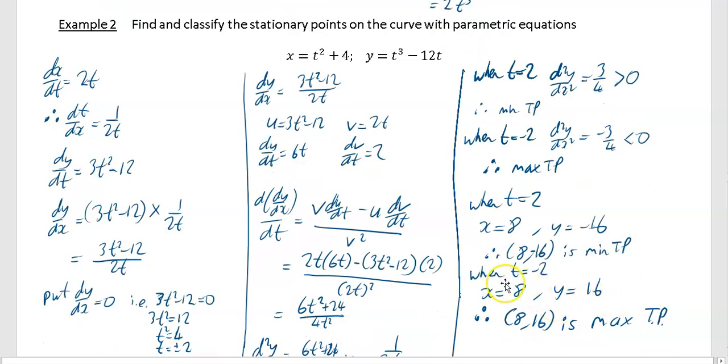Same idea, when t is equal to minus 2, sub that into your original x and y, and you get x equals 8 and y equals 16. So (8, 16) is also a maximum turning point. So read the question: find and classify the stationary points. We found our stationary points are (8, minus 16) and (8, 16), and (8, minus 16) is a minimum turning point, (8, 16) is a maximum turning point. So we're happy we've answered the question.